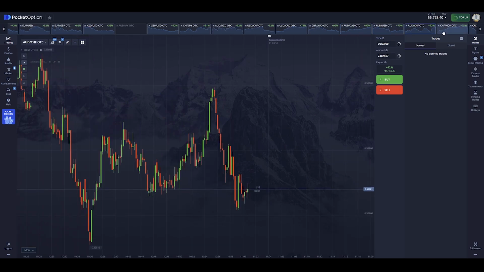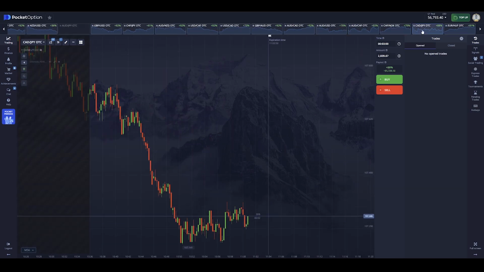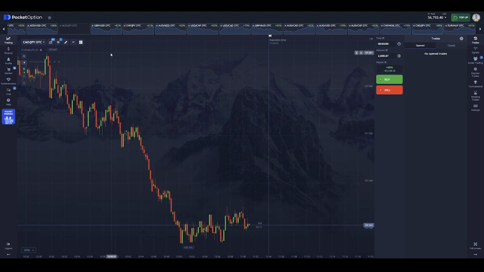By the way, you can ask our managers for a strategy. They'll give you one specifically for the OTC market, if you want, of course. So we've got that sorted out. Basically, we've fully set up the platform, and now we can start trading. What else do we need to know?